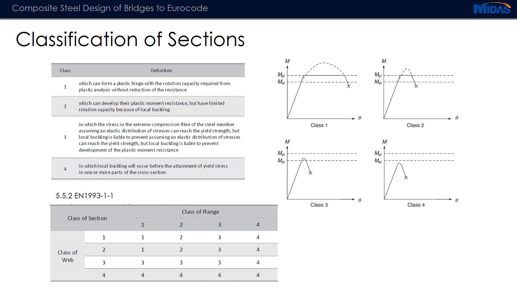So for example, according to this table, if you have a class 2 flange, and the class of the web is class 4, since the most critical component is a class 4 section, therefore the overall class of the section will also be class 4. Okay, so that's how we determine the classes of different sections.